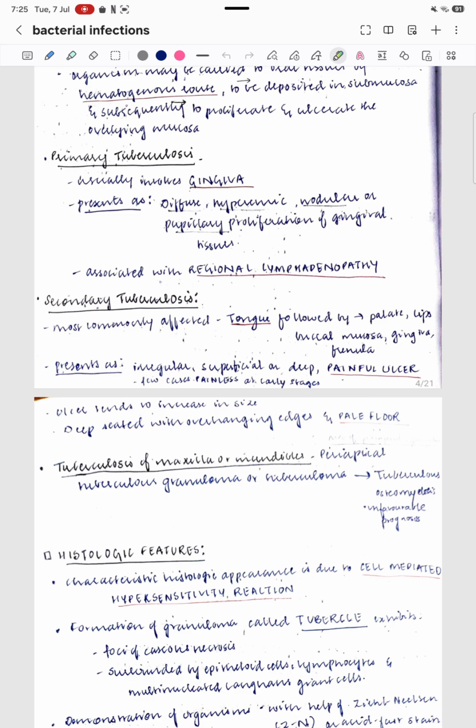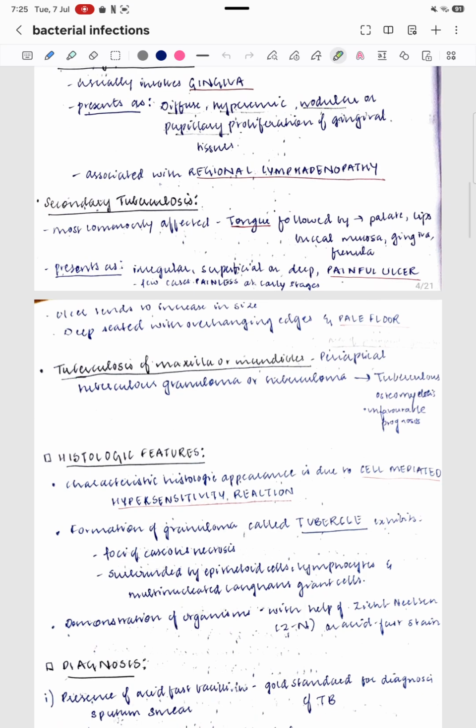It presents as an irregular, superficial or deep, painful ulcer. Okay, so it is producing a painful ulcer, and it is mainly occurring on the tongue, followed by the palate, lips, buccal mucosa, and gingiva. It presents as superficial or deep painful ulcers, and in a few cases it might be painless as well. Now, the ulcer tends to increase in size, deep seated with overhanging edges.